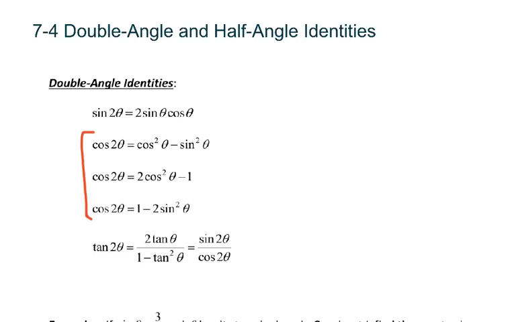And the double angle for tangent, I want you to notice I wrote 2 formulas. This is the one the book gives. But because tangent is sine over cosine, it's actually much easier to use sine 2 theta divided by cosine 2 theta.